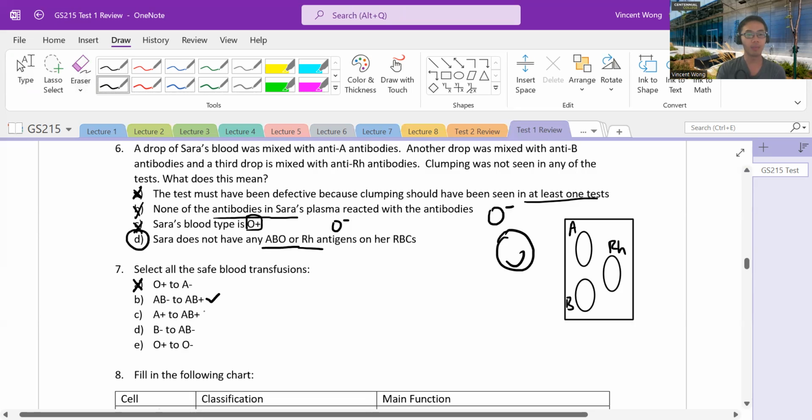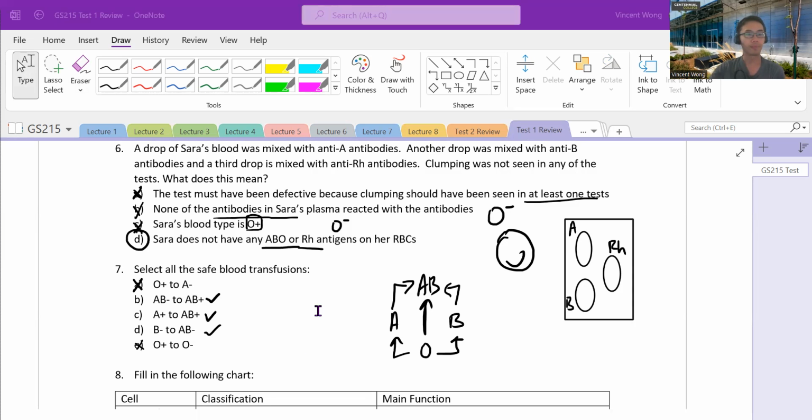A positive to AB positive, that is okay. Right? Think about the transfusion flow chart. A can give to AB, right? And positive to positive is okay. B negative to AB negative. Negative can be given to negative, and B can be given to AB, so that's okay as well. O positive to O negative is not okay for the same reason, right? Positive should not be given to negative.